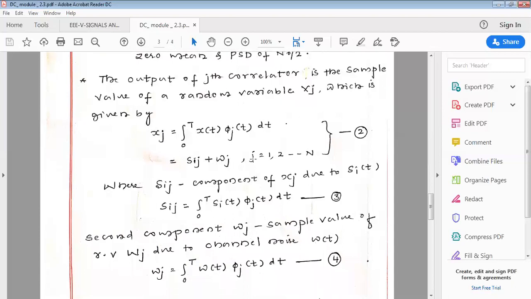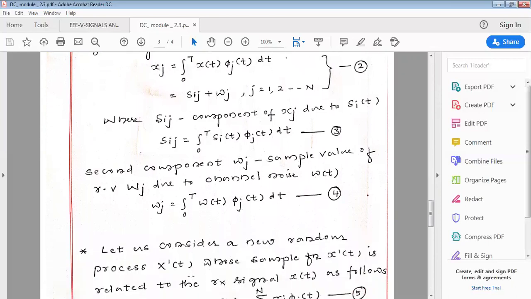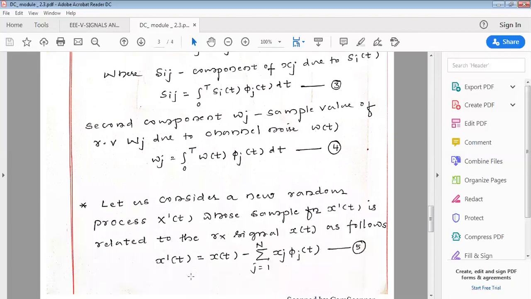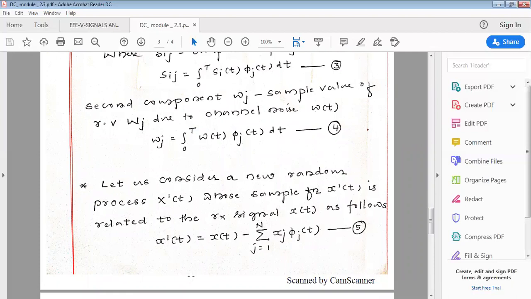The second component in equation number 2, that is wj, is the sample value of random variable Wj due to the channel noise W of t. Again, this wj is given by the integration from 0 to T of w of t into phi j of t into dt.